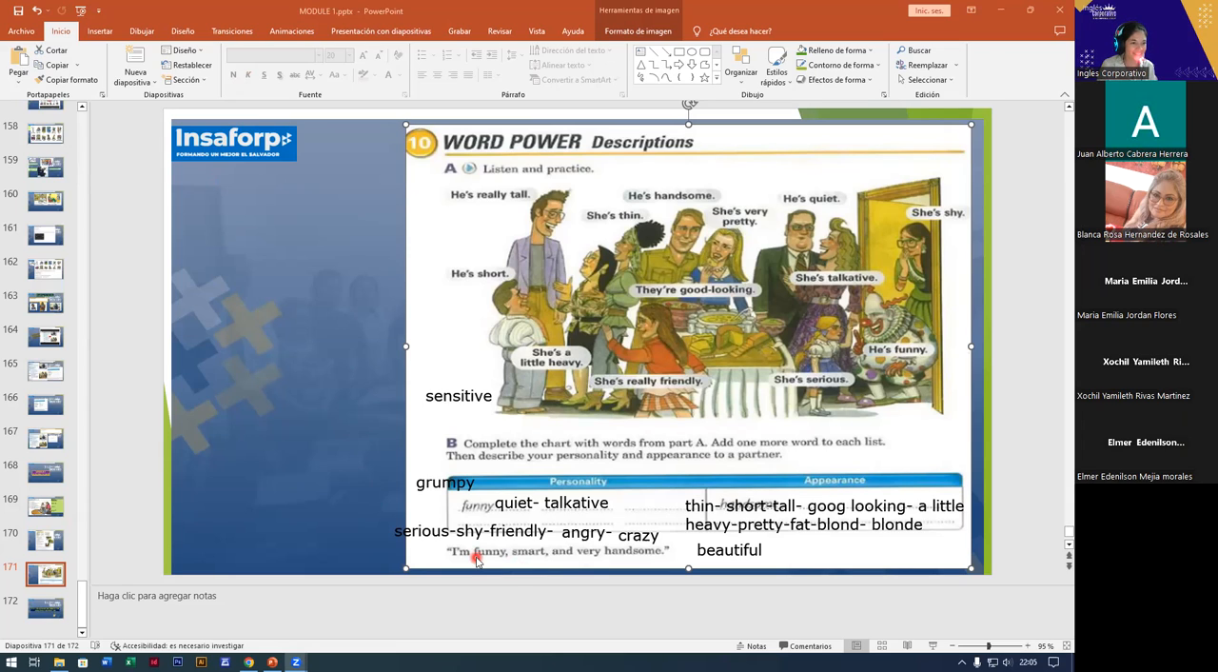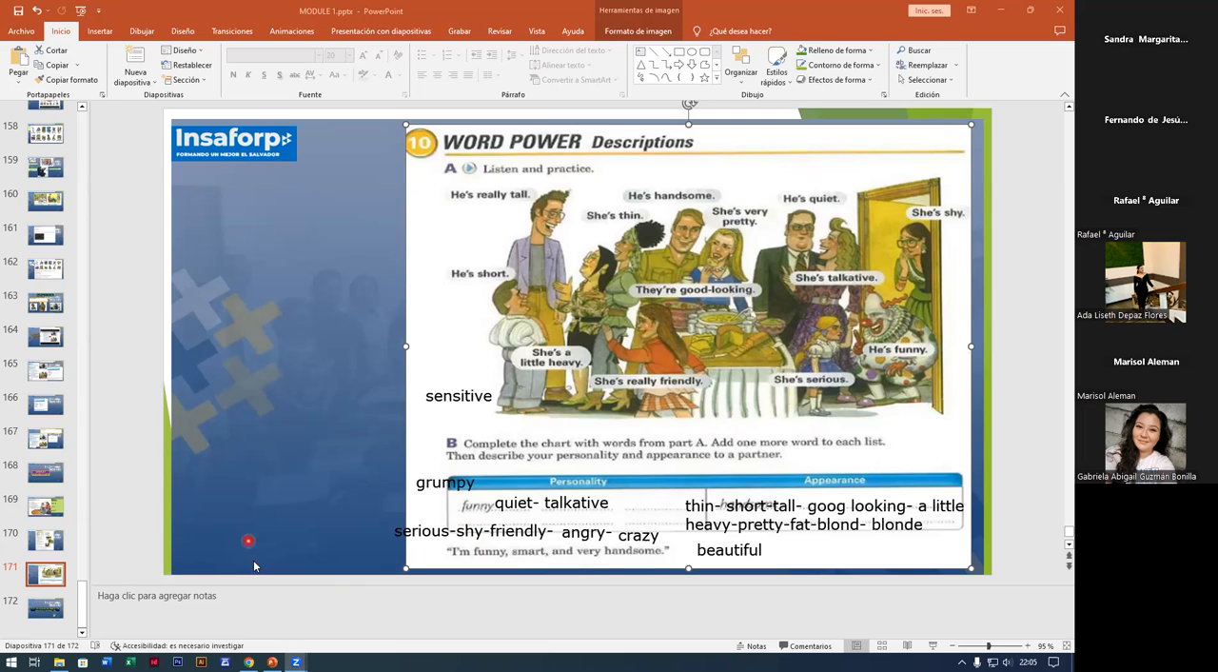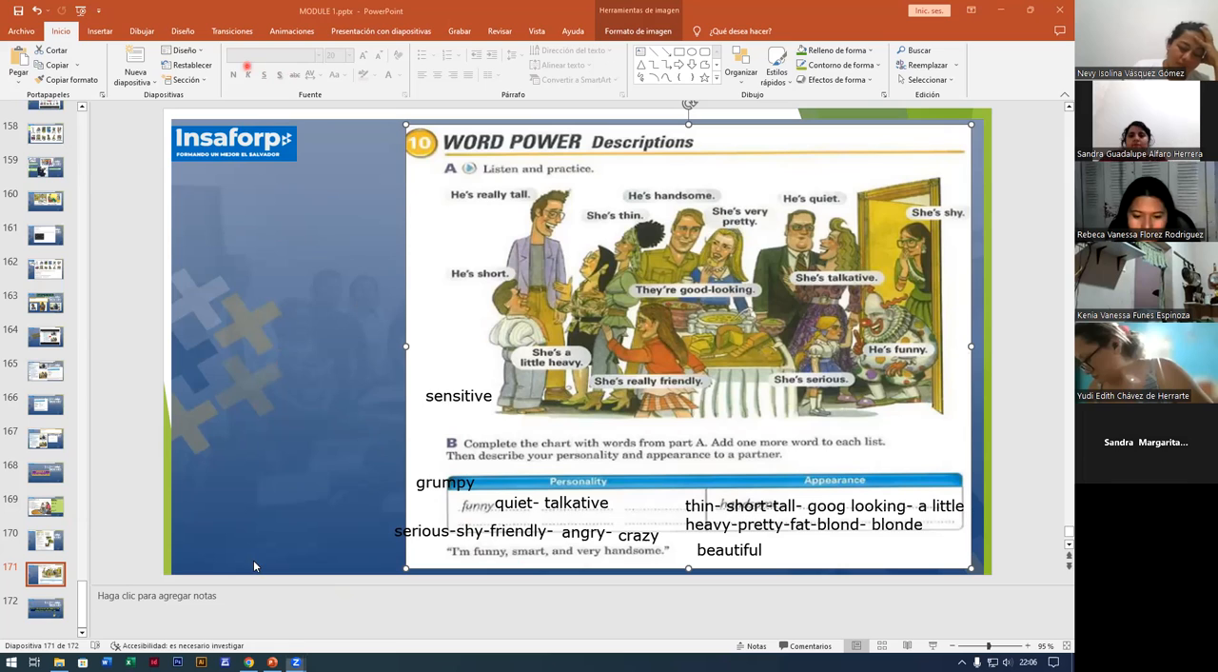Thank you. Blanca, do you want to participate? Hello. This is my description. Describe your personality and your appearance. Okay, you could say I am like this. I am serious. I am medium. Medium. I am medium.